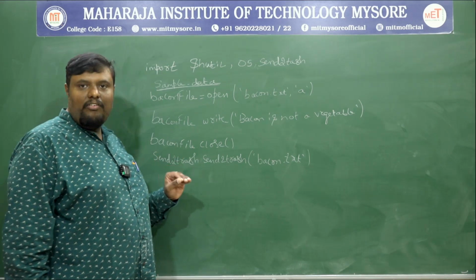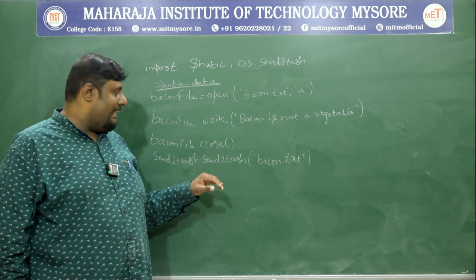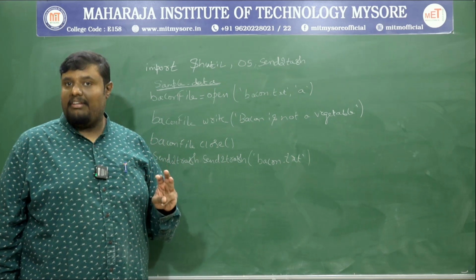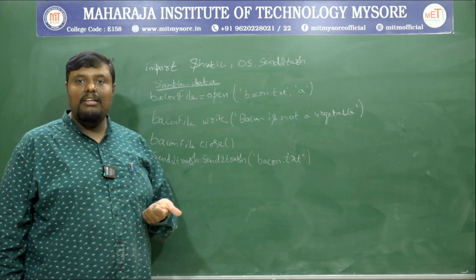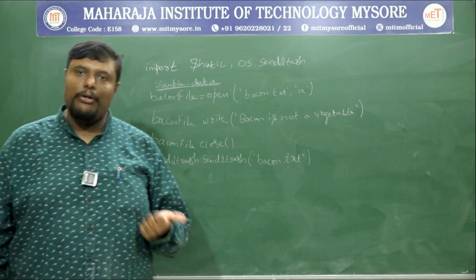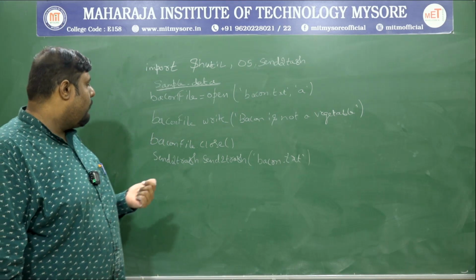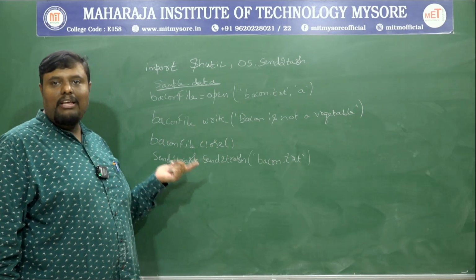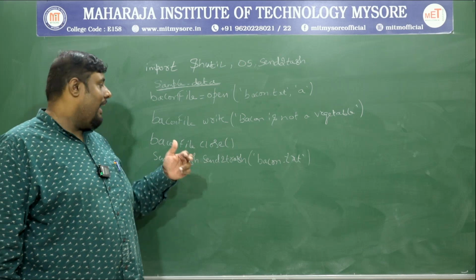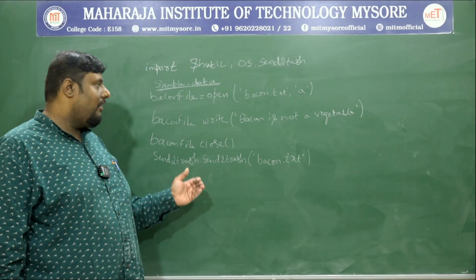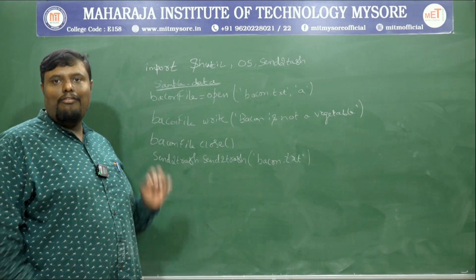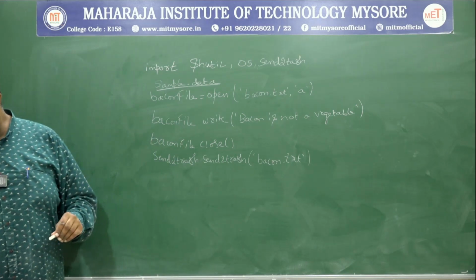See, right now, so far you have learned deleting a file three ways, right? Single file in three ways. One, using the remove command from the OS module. Two, removing it by using unlink. And the third one is send to trash. So these are some of the ways of deleting a file.